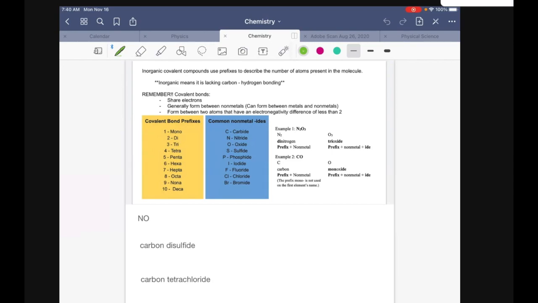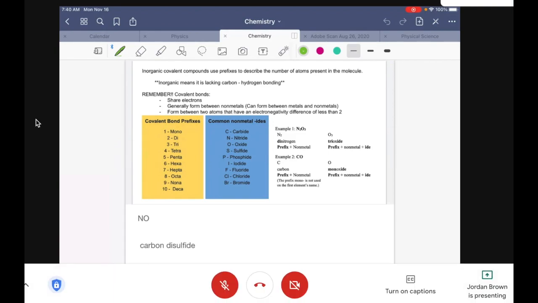If you look at the example above, it tells you that for the first word of the compound, you need to write out the prefix plus the name of the nonmetal. Note in example 2, if there is only one of the first nonmetal, we don't use mono first. We just use the name of the element. So here we only have one nitrogen, so we're just going to write out nitrogen.